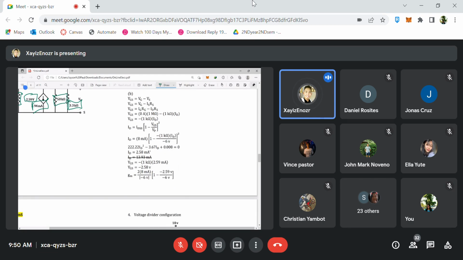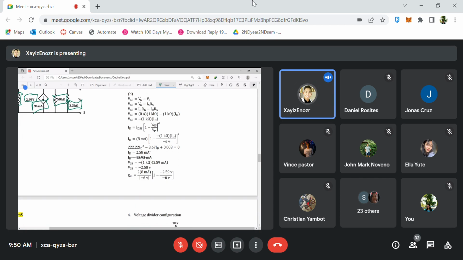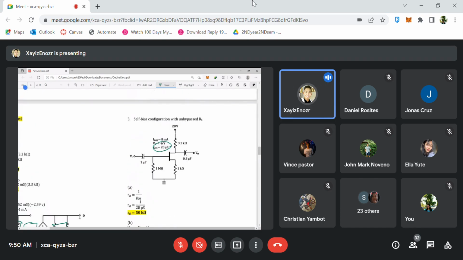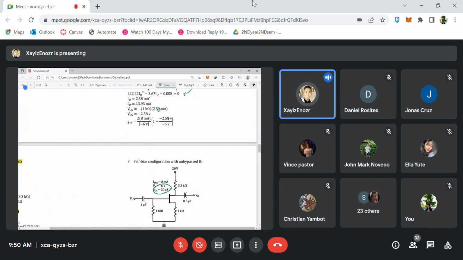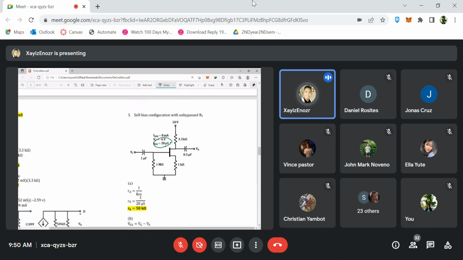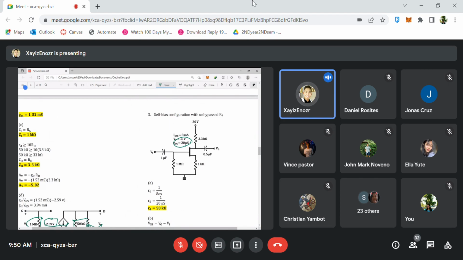So we have here, our VGS here is 2. Ang ID natin makukuha dito is 2.58. So parang ito lang din yung kanina. Okay? Pareho lang silang values yung sa kanina. Self-bias with unbypass tsaka yung bypass. Tinignan lang natin yung pagkakaiba kapag may bypass capacitor sa walang bypass capacitor.